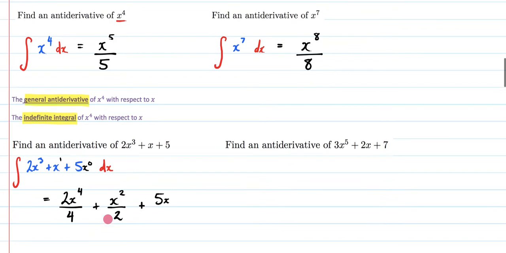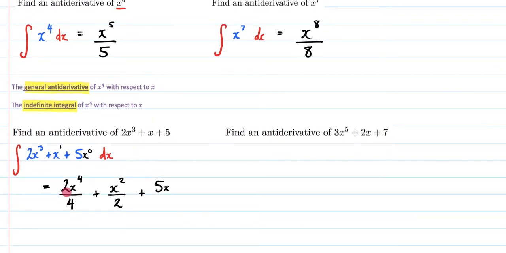And then you'd have to tidy it up a little bit. You'd have to say, all right, I can do some simplification here. It's going to end up being x to the power of 4 over 2 plus x squared over 2 plus 5x. Let's now move on to our next one, in which it's very similar again. You might like to pause the video and see if you can do this for yourself.